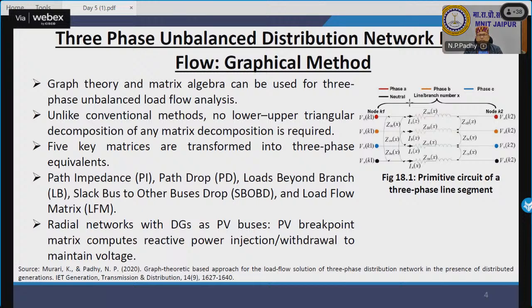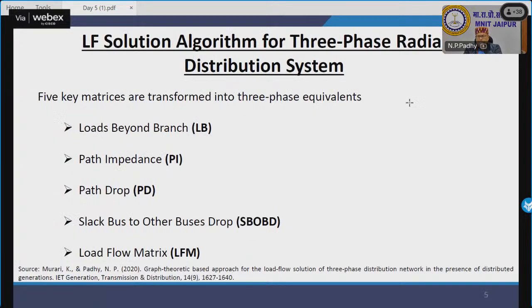And the radial network with DG is treated as PV buses. Now the PV breakpoint matrix computes the reactive power injection or withdrawal to maintain voltages. Now the 5 key matrices in the case of the three-phase radial distribution system load flow solution approach, we'll go one by one, to try to understand what are LB, PI, PD, SBOBD, and LFM. You can refer to some of the articles. As you can see, this has been published in IET by Krishna Murari and myself, and this can be referred to.